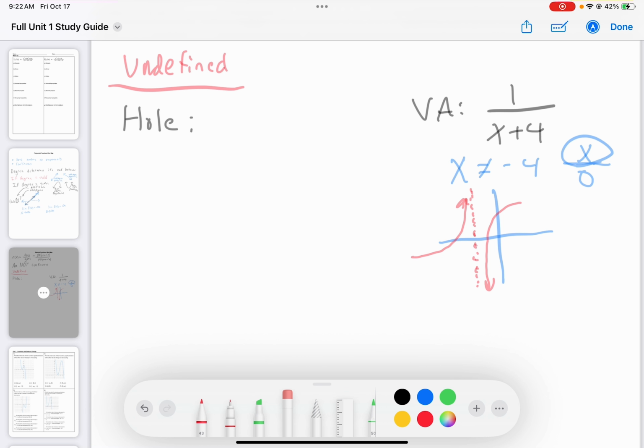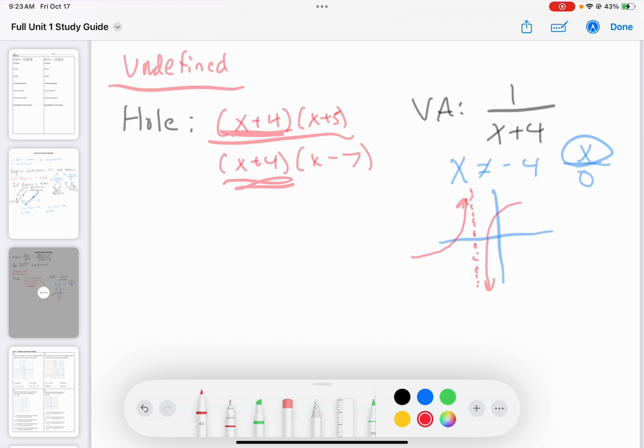Okay, let's move on to the hole. A hole might happen when I have, let's say, a function like this. x plus 4 times x plus 5 all over x plus 4 times x minus 7. Well, you'll notice that I have an x plus 4 term in the numerator and the denominator. And that's going to cause some problems. When we get 0 over 0 like this, that's going to result in a hole at x equals negative 4.